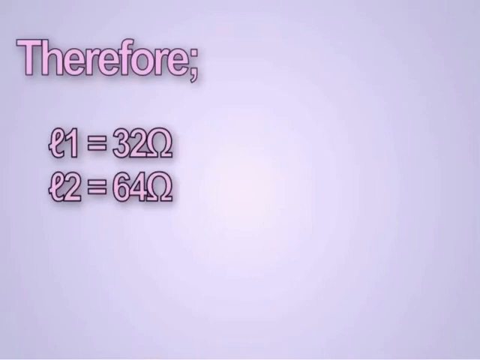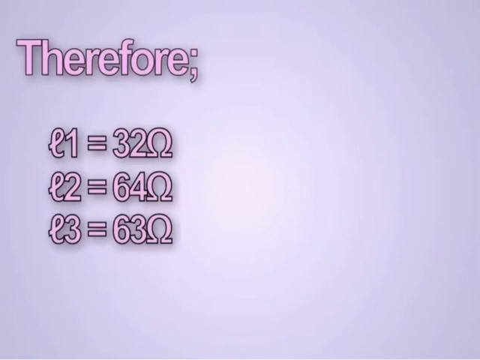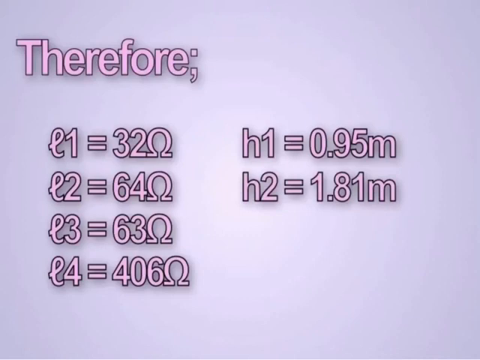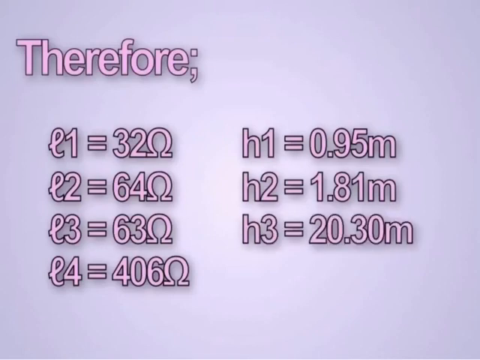So the result from the product of these parameters gives the layer resistivity of layer 1 as 32 ohms, the resistivity of layer 2 as 64 ohms, the resistivity of layer 3 as 63 ohms, the resistivity of layer 4 as 406 ohms, while the thickness of layer 1 is 0.95 meter, thickness of layer 2 is 1.81 meters, and layer 3 is 20.3 meters. So we'll see in the next lesson.